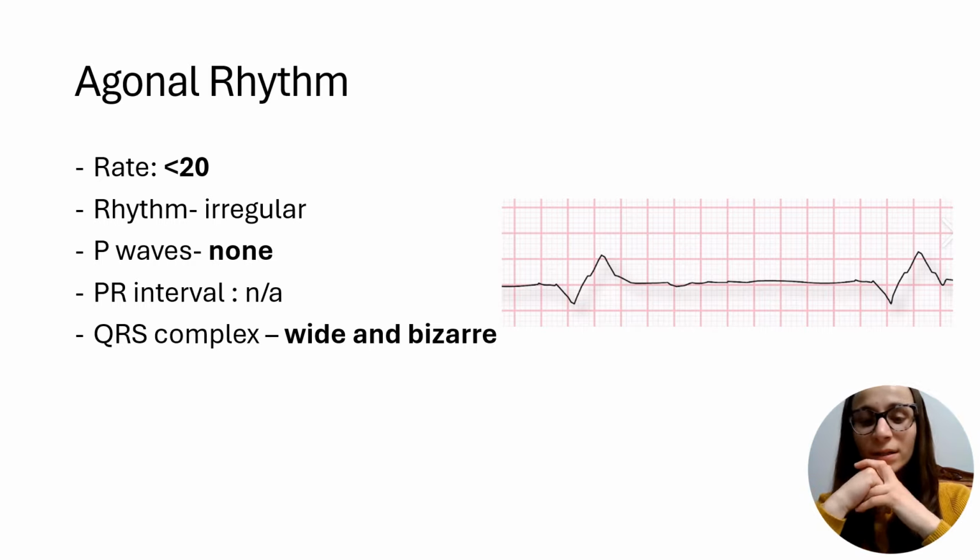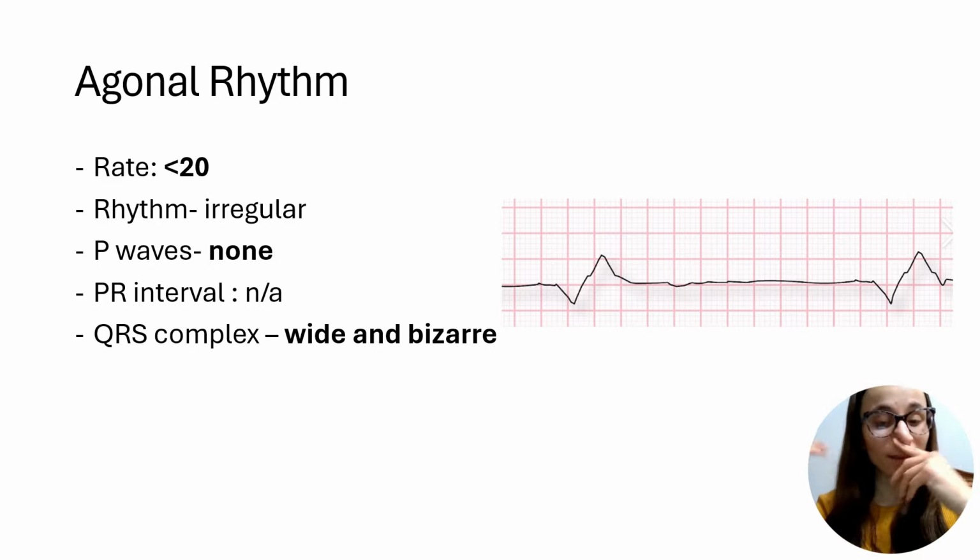Agonal rhythm is under 20 beats per minute. So as you see, there's only two complexes here, that's 20. QRS is going to be really wide, as you see, bizarre, and there's going to be no P waves. This is not a good sign.